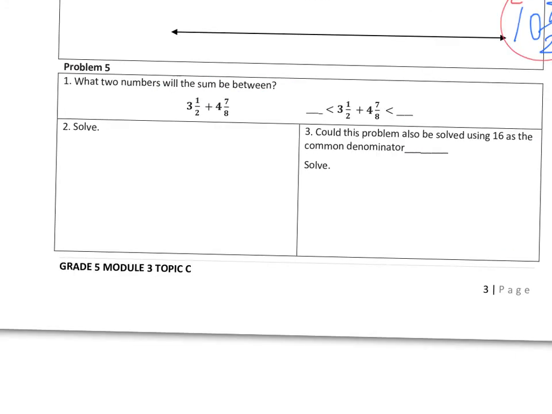Okay, problem number 5. So check it out. We've got halves and we've got eighths. Now I know you want to make them 16ths. You want to so badly, but don't fall for it. Because why make them into 16ths when we can just make them into eighths?